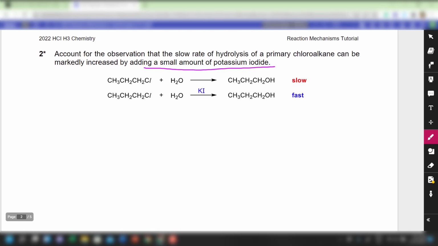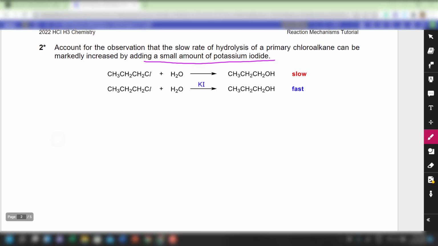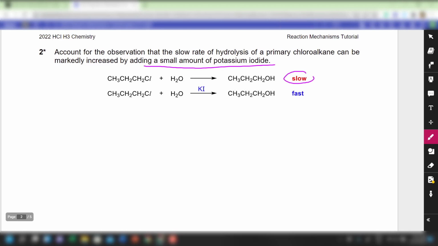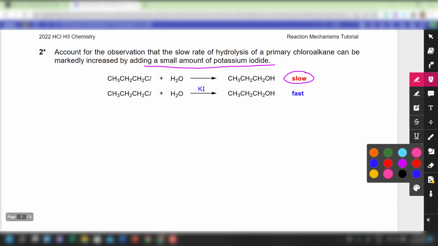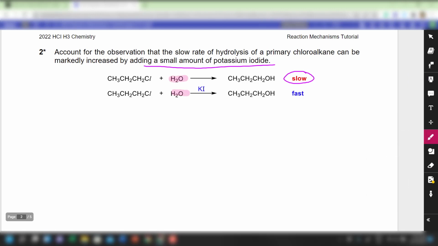Obviously, this particular reaction takes place in an aqueous medium. Take note that it's very, very slow if you simply involve chloropropane and water, but the reaction rate will accelerate if you add potassium iodide into the solution. The first thing I think we need to come to terms with is that H2O is the nucleophile. It's the key nucleophile we have in this particular system.